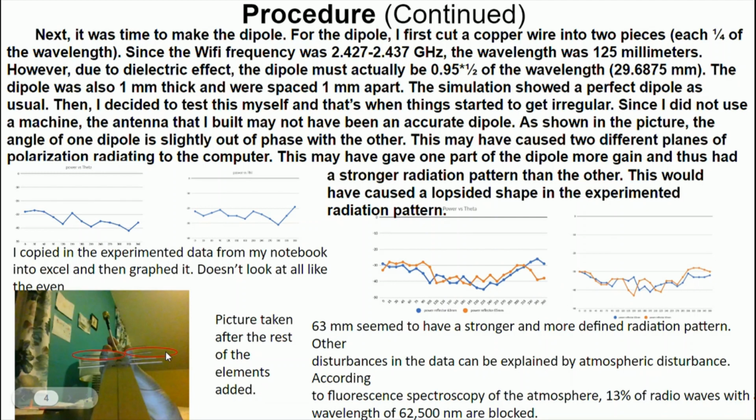Also, the tested data wasn't actually as accurate as the simulated data, which can be easily explained by these two misaligned dipoles. We can imagine that two dipoles with different angles can produce different polarizations of electromagnetic waves, which will reduce the power emitted.